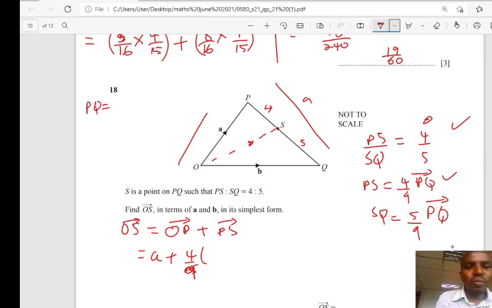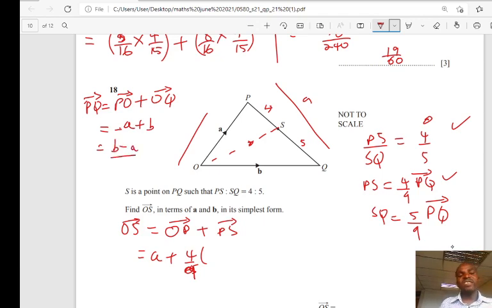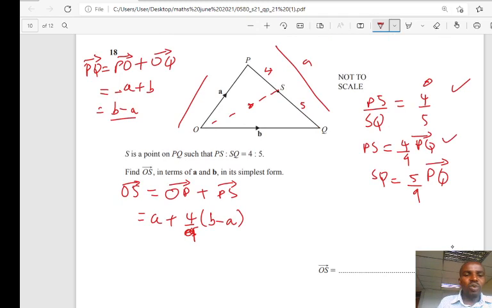So what is PQ here? PQ is equal to PO plus OQ. Direction matters the most. PO is minus a, plus OQ is plus b. So you can start with the positive and the negative. It will be b minus a. So you can write here b minus a. That's our PQ, right? Then you can remove the brackets.